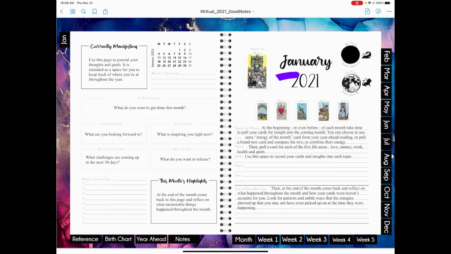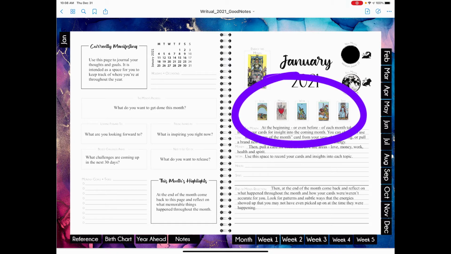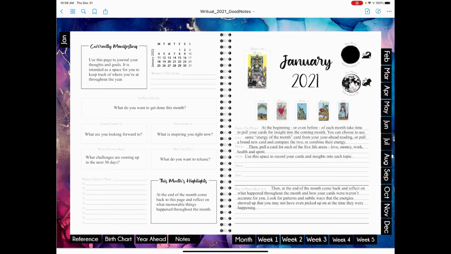Then the 5 life areas below, you would draw a card each month for each of those areas. Just kind of with the idea of what guidance do I need, or what should I be aware of coming up this month for love, for money, for work, for health. And then at the end of the month, come back and reflect back on those cards and how they did play out throughout your month.